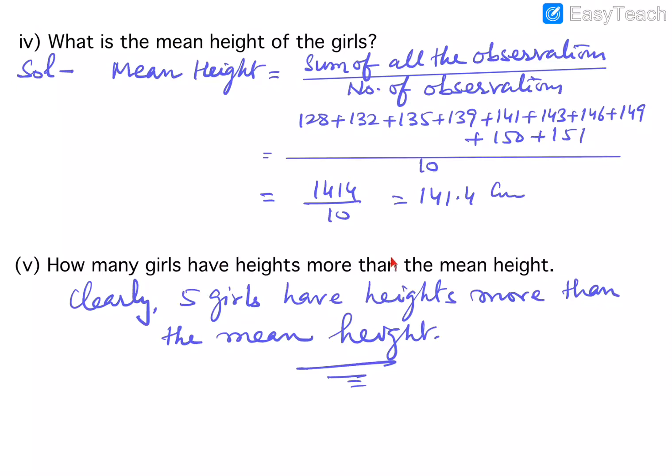How many gulls have heights more than the mean height? तो यहाँ पर 141.4 सेंटीमीटर हाइट से ज़्यादा हाइट रखने वाली कितने गल्स हैं? तो यहाँ पर आप देख रहे हैं कि 143 एक ये है, देन दूसरा, तीसरा, चौथा और पांचवा. क्लियरली 5 गल्स हैव हाइट्स मोर दैन द मीन हाइट.